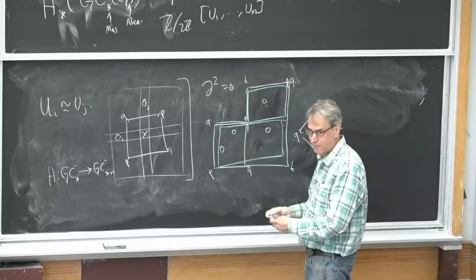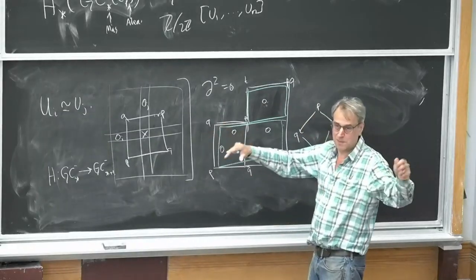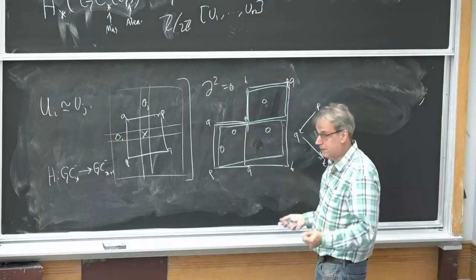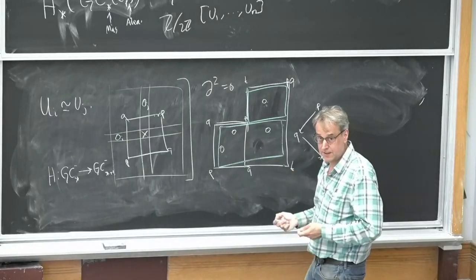There's one other thing that can happen. The two rectangles can be disjoint, but the same argument works. So d squared equals 0. It's elementary to check.